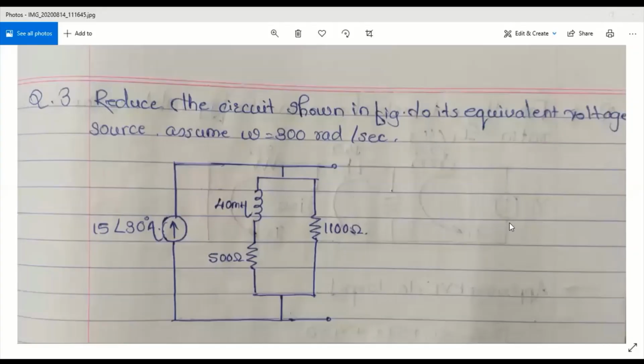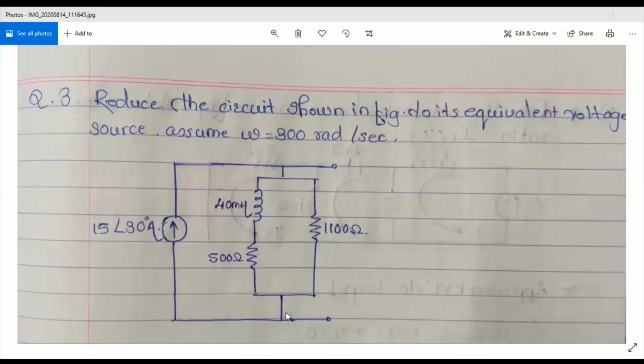So we are having a numerical next: reduce the circuit shown in the figure to its equivalent voltage source. Assume omega is equal to 300 radian per second. So we have a current source of 15 at an angle 30 degree ampere. Next to it is a 40 millihenry inductor. I have a 500 ohm resistor and one more 1100 ohm resistor.